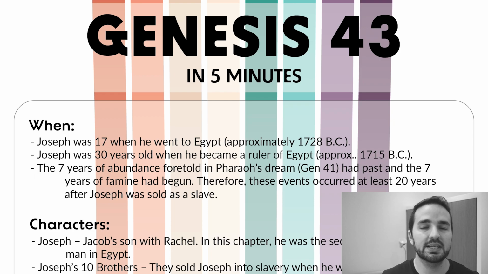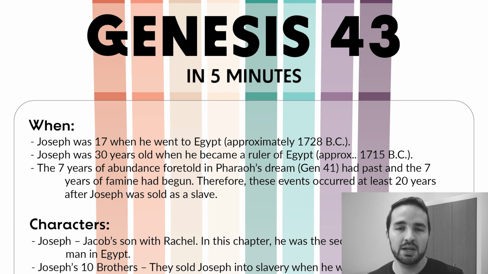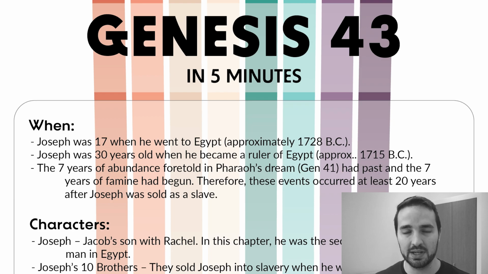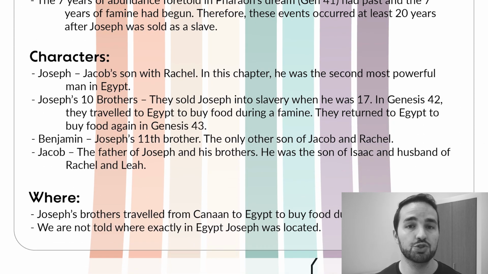We know that this was at least 7 years after he rose to power in Egypt, because Pharaoh had had a dream back in chapter 41 about 7 years of abundance. Those 7 years had passed, and now they had moved into the second part of what Pharaoh's dream predicted, 7 years of famine. Our primary character in this chapter is Joseph.